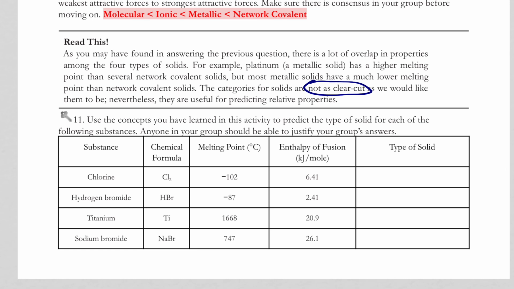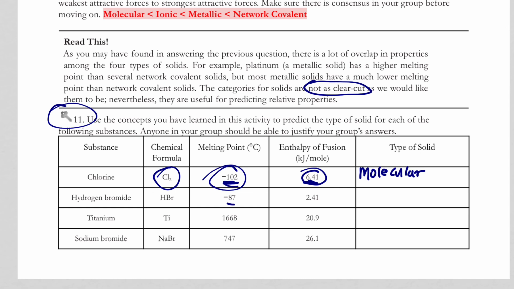So let's use that concept and apply it to this case here. This is one of the questions that you will need to answer as well. If you have chlorine, which has a very low melting point and a relatively low enthalpy of fusion, and it's also made up of nonmetals and nonmetals, what type of solid could it be? It should probably be thought of as a molecular solid because it is very low in terms of its enthalpy of fusion as well as its melting point.